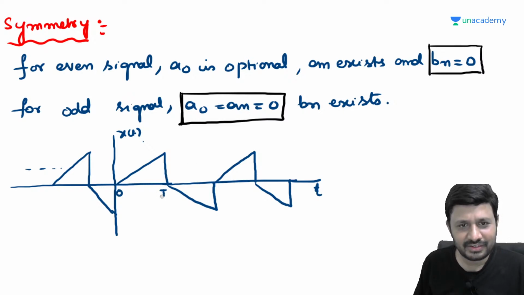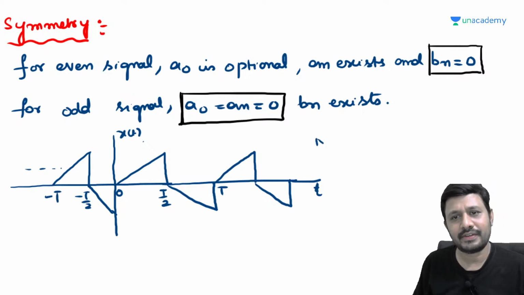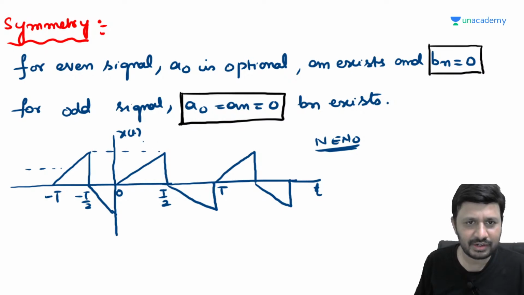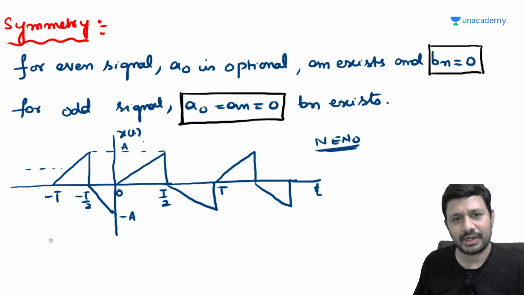This is 0, this is T by 2, this is T, this is minus T by 2, minus T. What kind of signal is this? It is neither even nor odd. Symmetry is not there. Say the amplitude is A, and this is minus A. Symmetry is not there, but some kind of symmetry must be there. Let's find that symmetry.